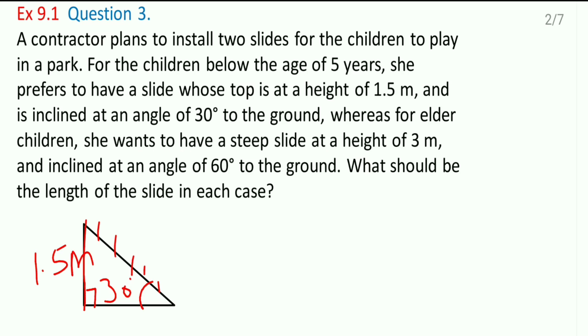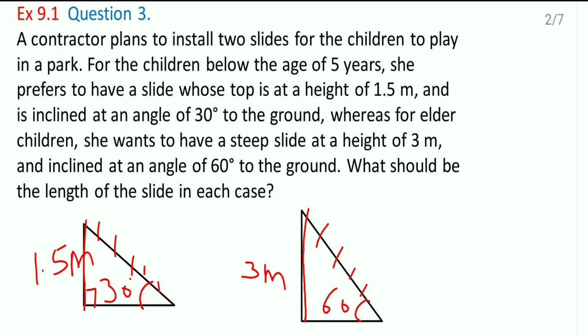Whereas for elder children, she wants to have a steep slide at a height of 3 meter and inclined at an angle of 60 degree to the ground. Let us see the figure for the second condition here. They are saying, okay, this way. This height is 3 meter and angle of inclination is 60 degree. This one is the slide. Okay, so these two figures are there according to the given situation.